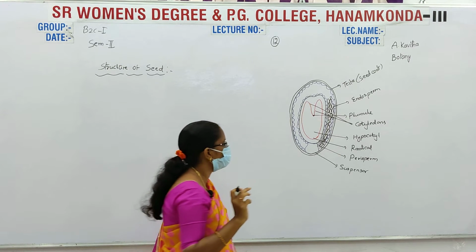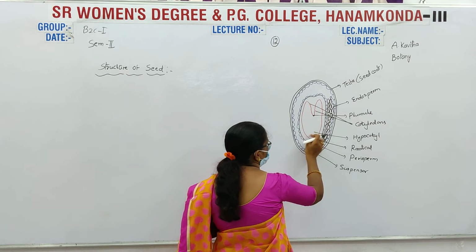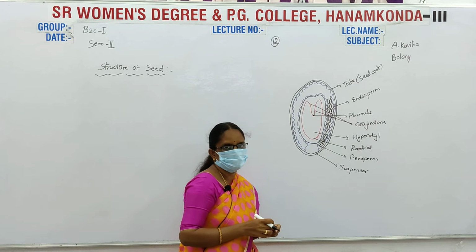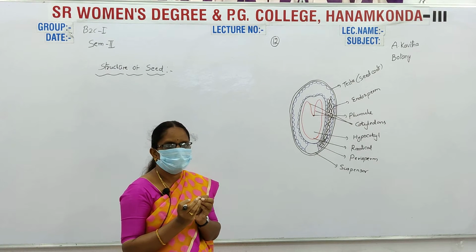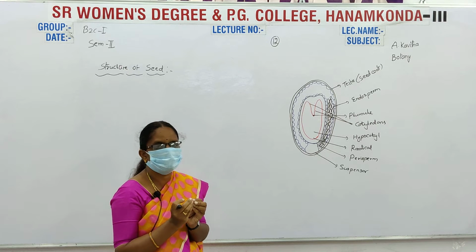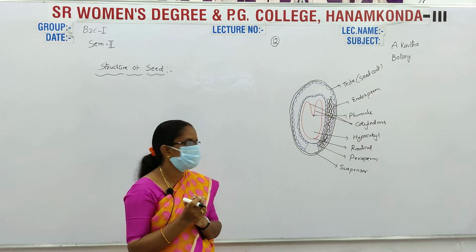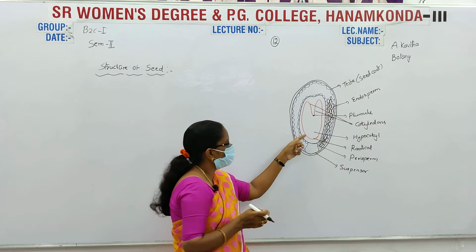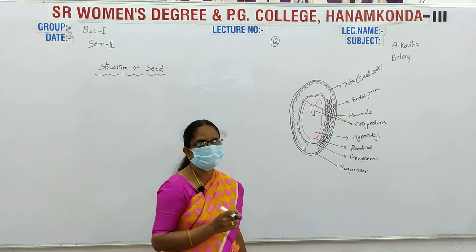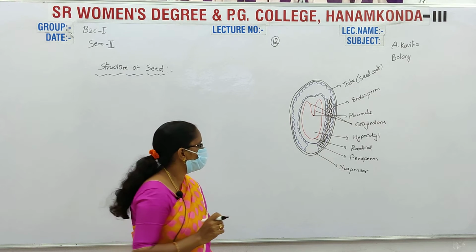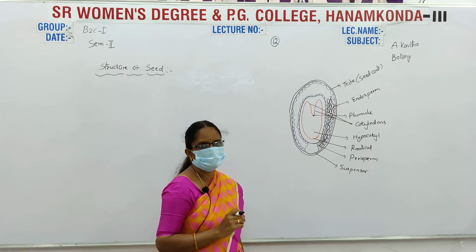Two cotyledons. And the lower side of the plumule is called the hypocotyl. The hypocotyl is used in the germination of the seed. Below the hypocotyl, the radicle is present. And next, this is called the suspensor.